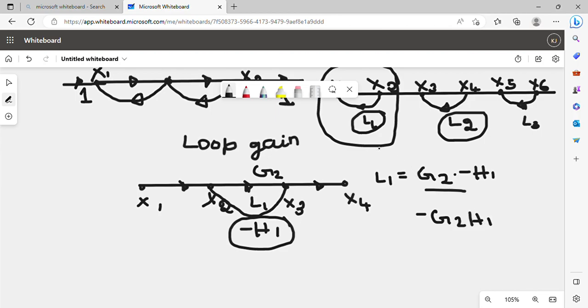I guess you understood the loop gain. It is the product of all the branches which form a loop, which I call my loop gain. I can directly write the loop gain L1 as G2 into H1. This is forward into feedback, so I get minus G2 H1.